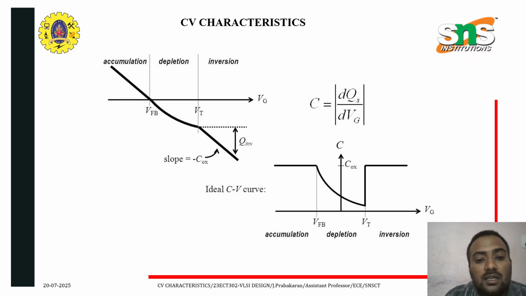slowly. Surface potential stabilizes. Here you can see one equation: modulus of dQs divided by dVg. This defines capacitance as the derivative of semiconductor charge with respect to gate voltage. In accumulation and depletion, charge changes more rapidly, larger C. In inversion, Q saturates, lower capacitance.